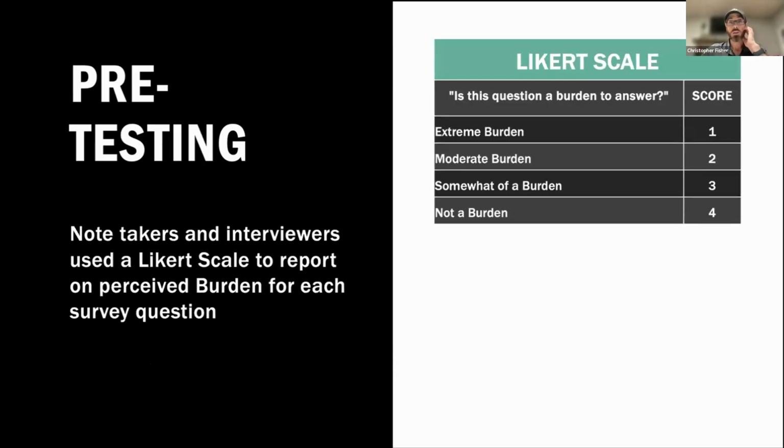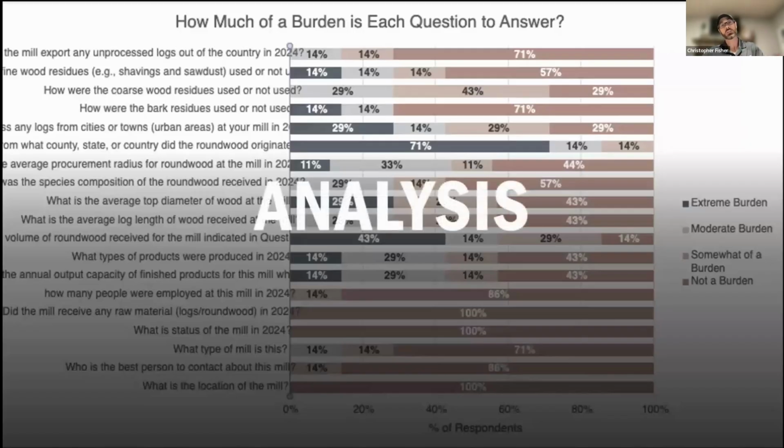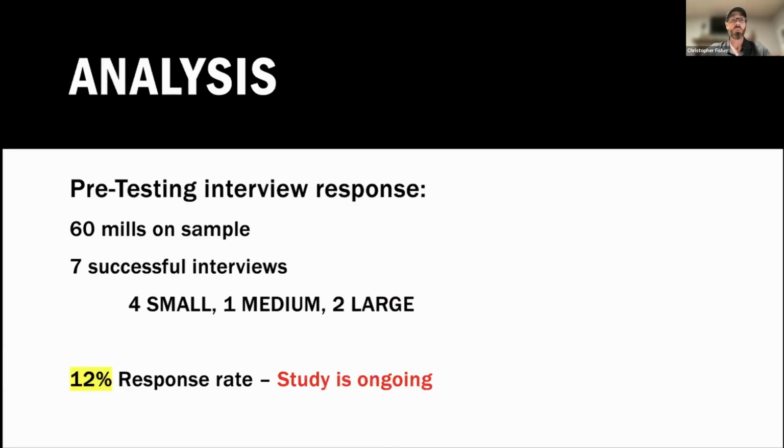So we had a little Likert scale that we developed that we would actually assign. There was an interviewer as well as an observer and note taker, and each of the interviews was recorded so that we could go back and look through and reassess and discuss what sort of burden that put the interviewee under. So the analysis, what did we get from this? Well, we got 7 successful interviews. We didn't quite hit our 10.